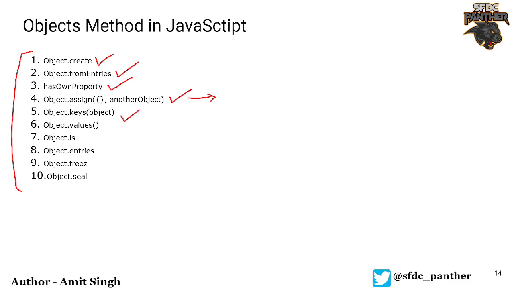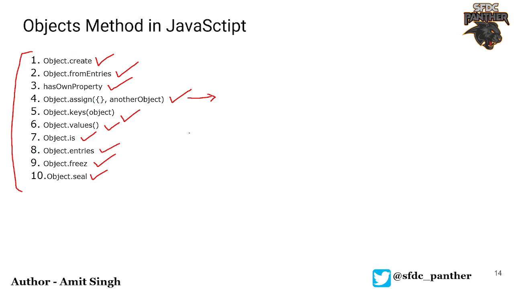Object.keys is going to return all the keys for that object. Object.values is going to return all the values for that object. Object.is we have already talked about. Object.entries, we will see what it returns. Basically it returns key and value pairs. And then we have got freeze and we have got seal. So now let's quickly see what all the object methods are, one by one.